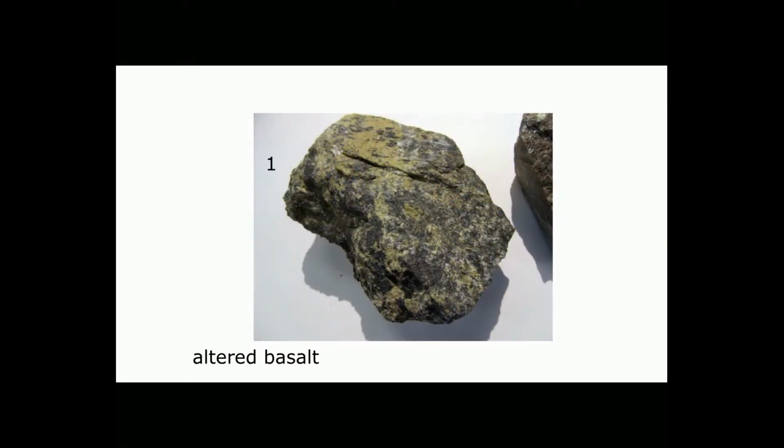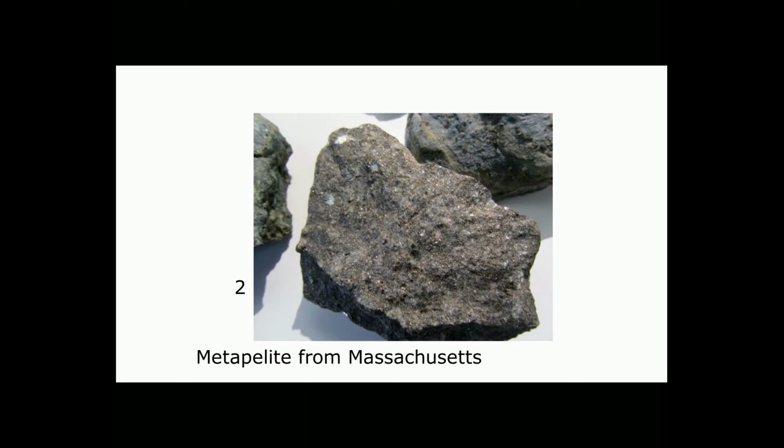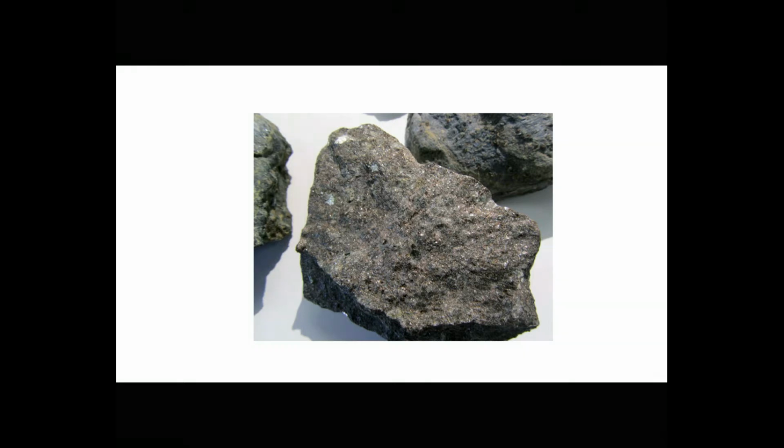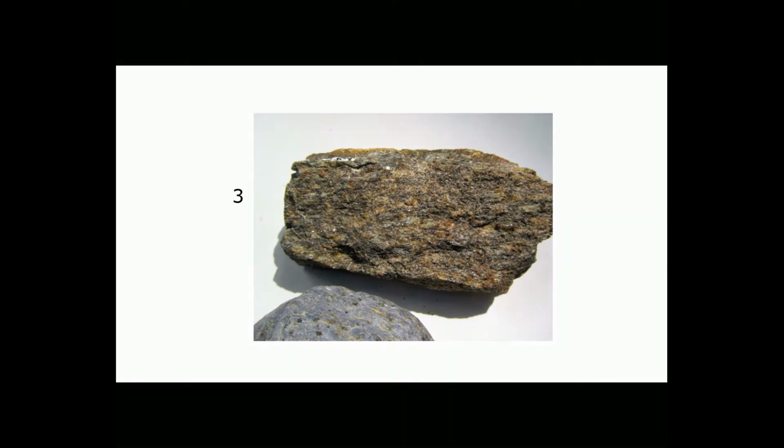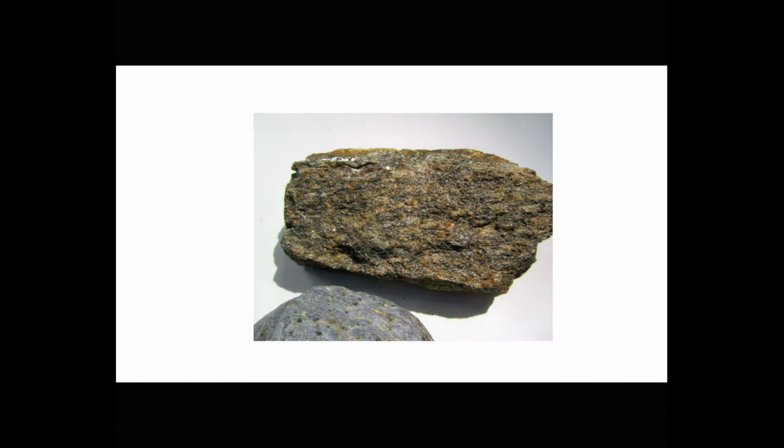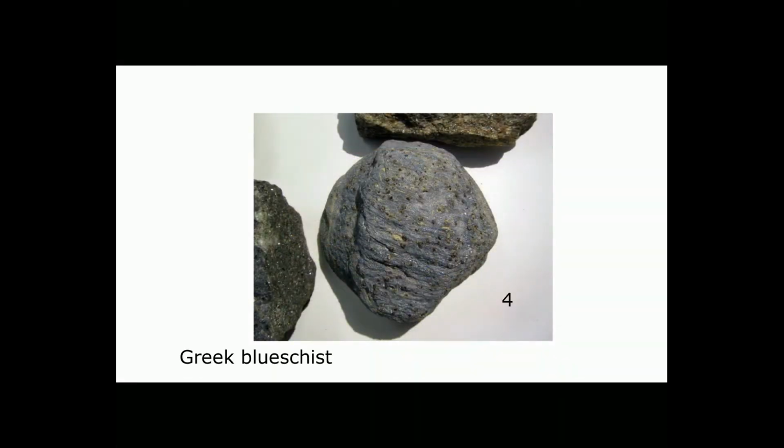Sample number 1 is an altered metamorphosed basalt. Sample number 2 is a metapelite, which means it's a metamorphosed shale. It contains red garnets that are quite easily seen. Sample number 3 is a different metapelite. It contains red garnets, but also perhaps long needles of grains of a mineral called selenite. And sample number 4 is a blue schist from the Greek island of Syros. This rock too contains conspicuous garnets.